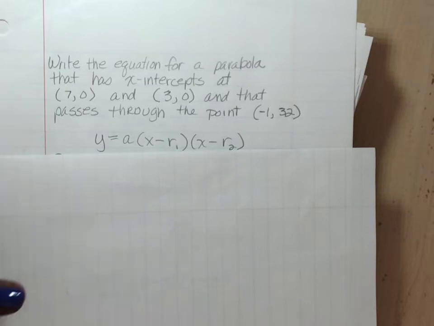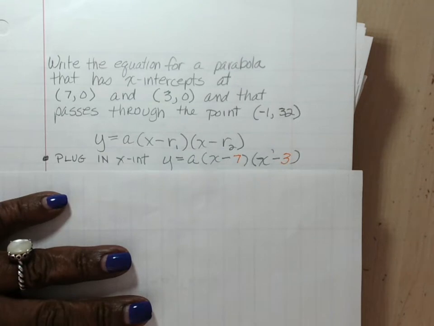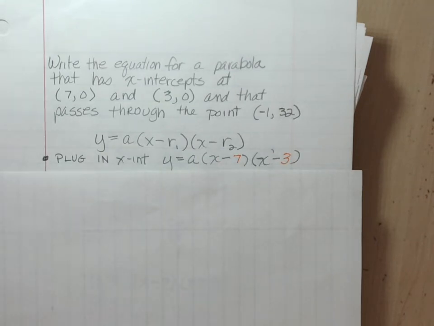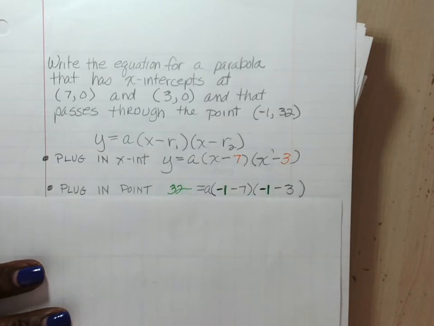Now we're going to take our two x-intercepts and literally plug them in to that formula. So in our case, our x-intercepts were at x equals 7 and x equals 3. We're literally just going to plug them in. And then we are going to take our point, -1 and 32, and plug that in for x and y. So here's what that looks like.